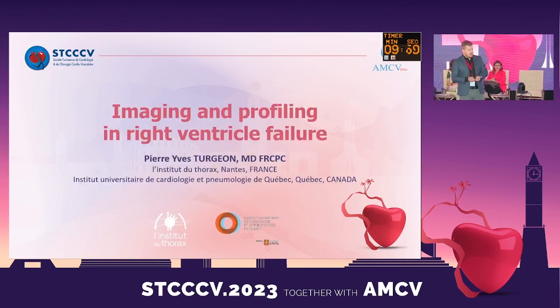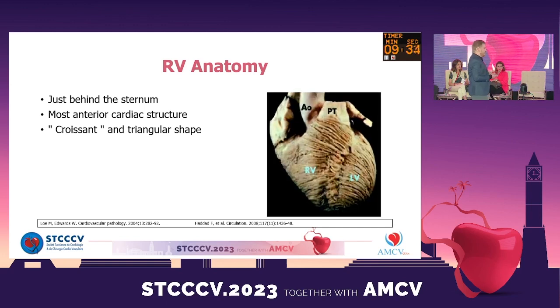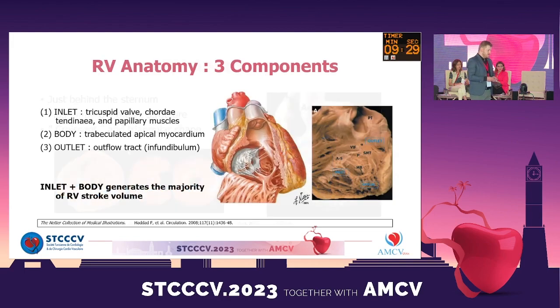So I will speak about imaging in RV failure. Just a basic anatomy recall. It's a structure just behind the sternum, the most anterior cardiac structure in the thorax, with a croissant or triangular shape that you need to consider because it's a complex geometry. There are three main components of the RV: the inlet, the body, and the outlet. And we need to know that the inlet and body generate the majority of RV stroke volume.